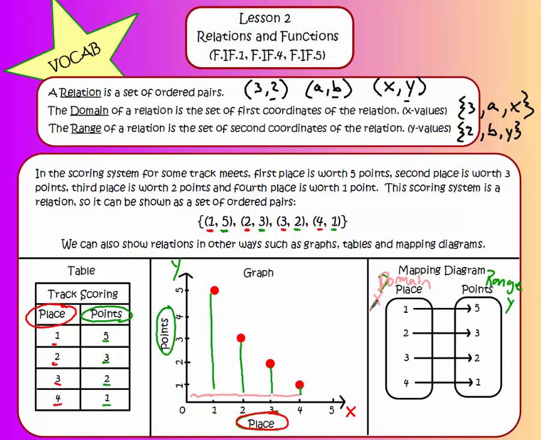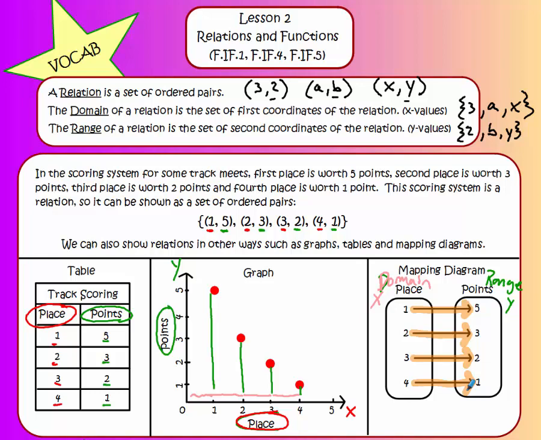It's called a mapping diagram because what we're going to do is take a value from the domain, we always start there in the domain, and map that value to a value in the range. So the number 1, in this case, maps to 5. The number 2 maps to 3. Number 3 maps to 2. And number 4 maps to 1.